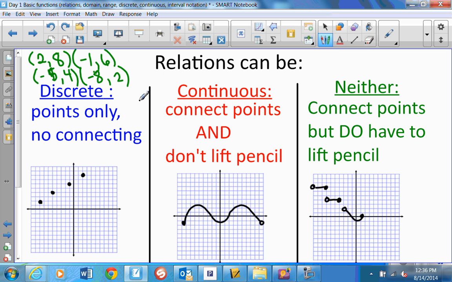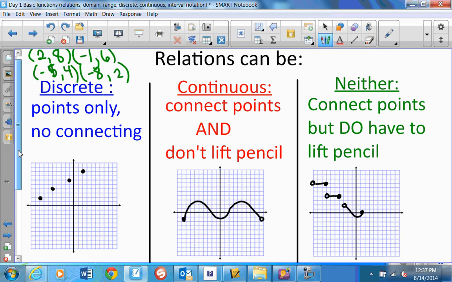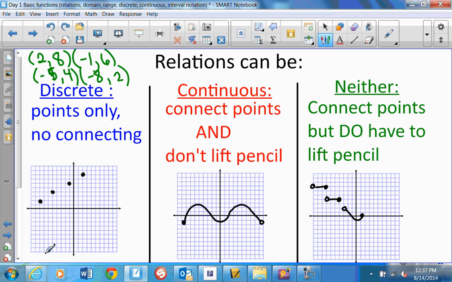2. Okay, so the only members of this domain, the x's, are 2, negative 1, negative 5, and negative 8. Those are the only members of your domain. Nothing in between. And your range is just 8, 6, 4, and 2. So these are called discrete because they're just points. However, what if I were to connect the points?